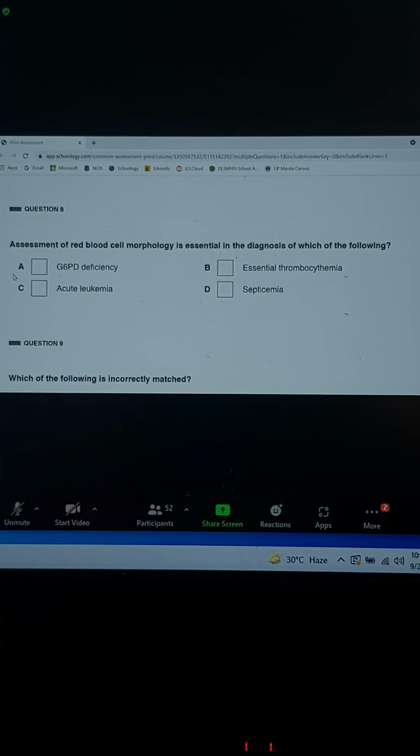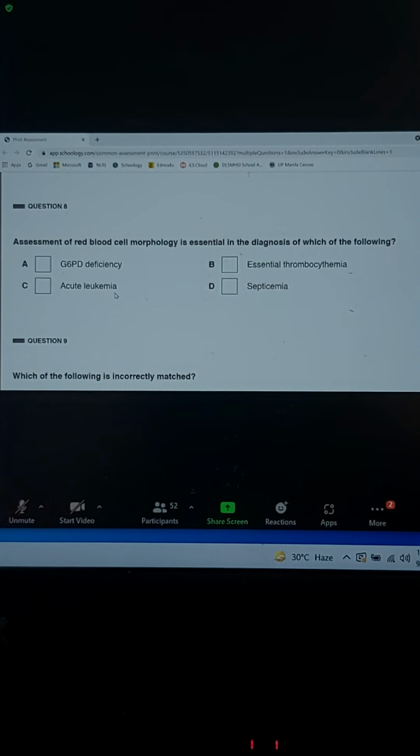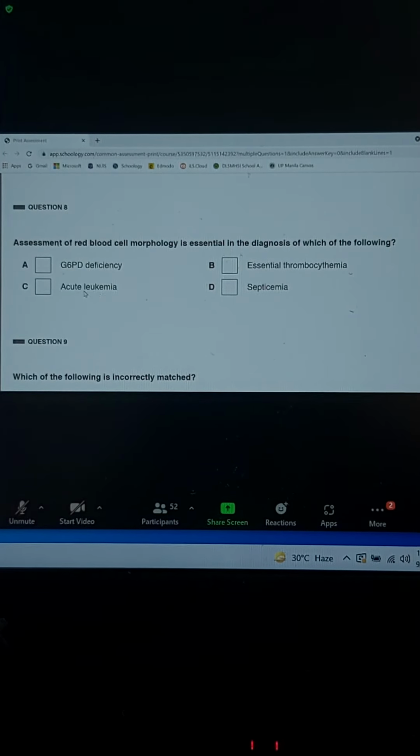May reticulocytosis po. Okay, kasi meron tayong expected na ma-observe na poikilocyte, and that is your bite cells, di ba? Or your degmacytes. Essential thrombocythemia, so wala namang morphological abnormality, but the problem here is yung excessive naman, no? Yung ating platelets dito. Acute leukemia, of course, this white blood cells ang involved dito, and sa septicemia, of course, this is a type of infection. So hindi ito si B, C, and D, hindi involved dyan ang red blood cell.